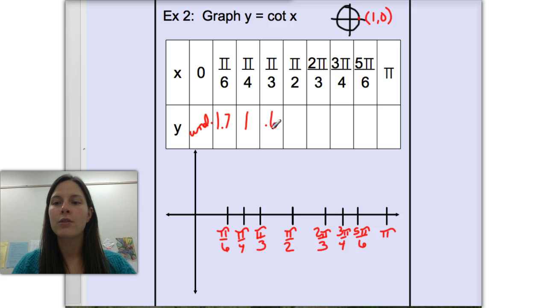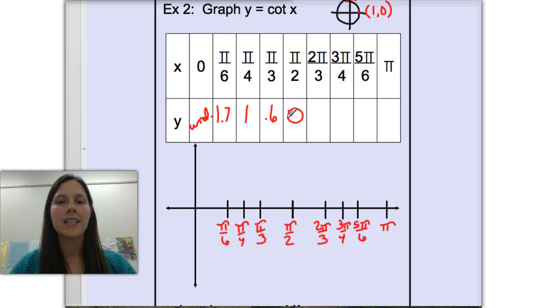Up at pi over 2, when we have that 0.01, cosine over sine is 0. And then we have the same values in the second quadrant, they're just negative. So thinking about those reference angles when you flip it over into the second quadrant, and at pi we have it undefined again.